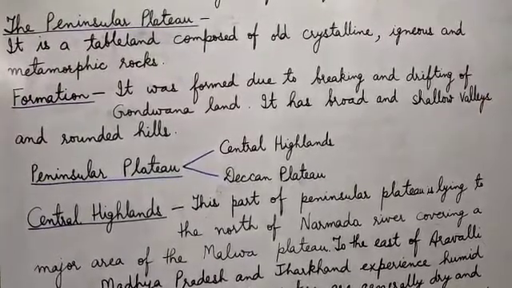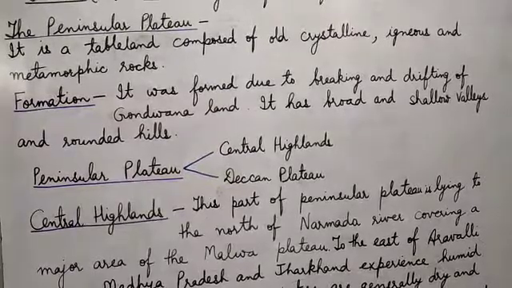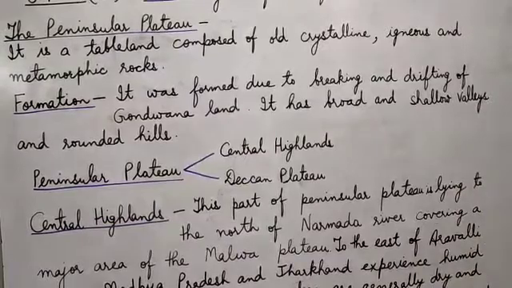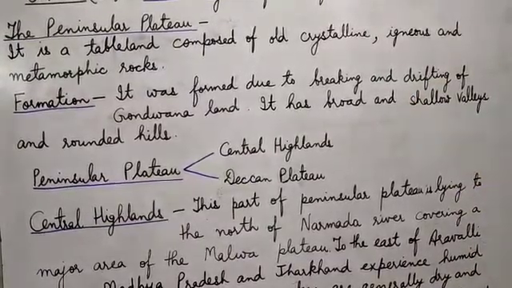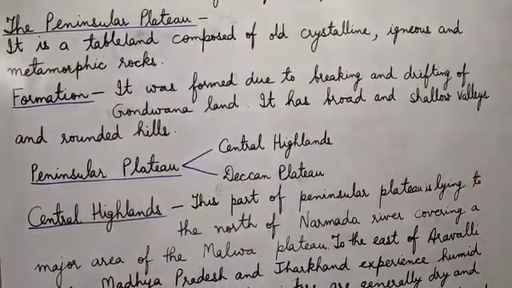As it is very old, the valleys found here are not very deep, they are shallow valleys, and they are also quite broad. The hills found in this part are also not pointed, they are rounded hills.